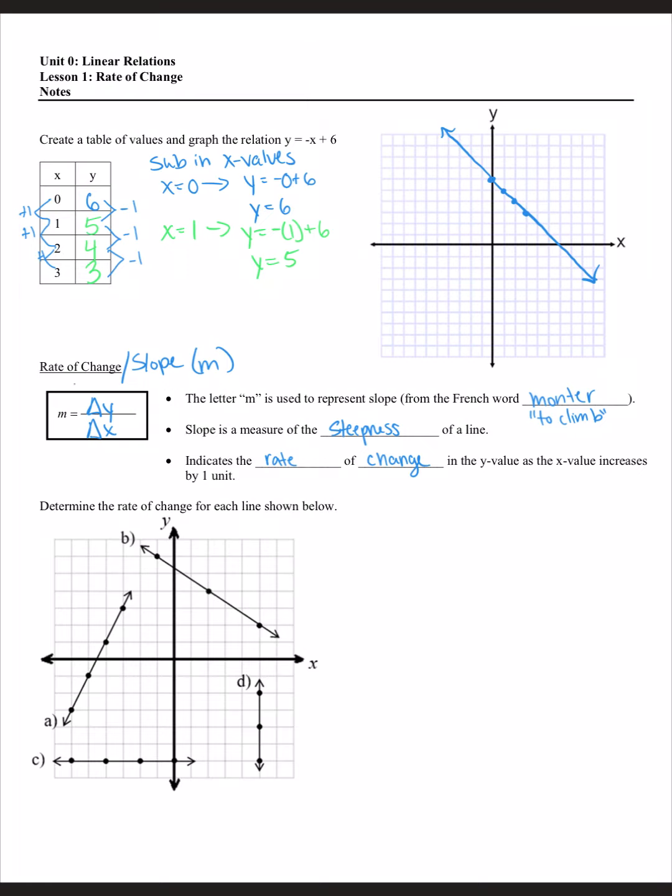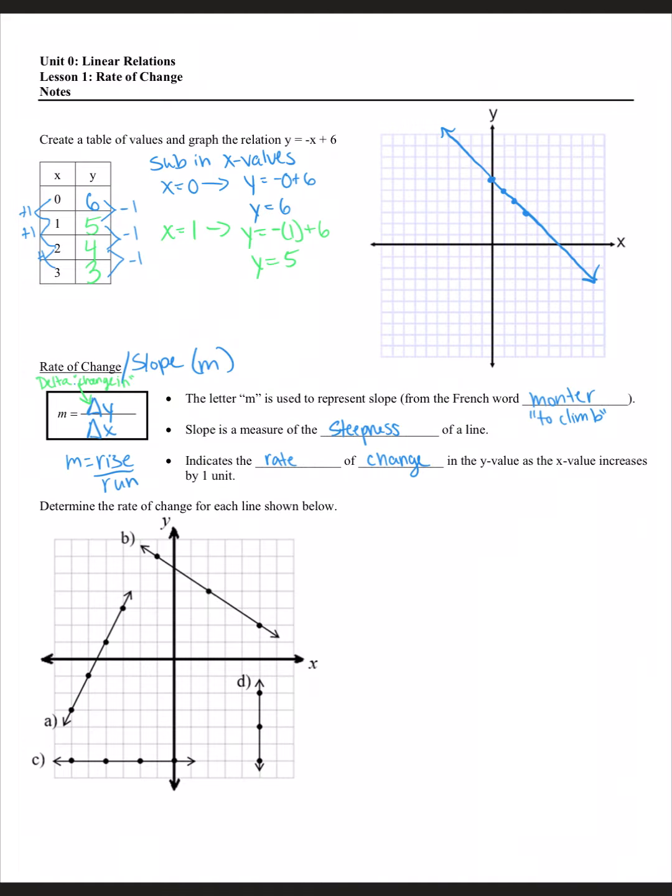So this is a Greek letter, delta, and it means change in. Okay, so the change in my y value over the change in my x value. You'll also sometimes see slope written as our rise over our run.